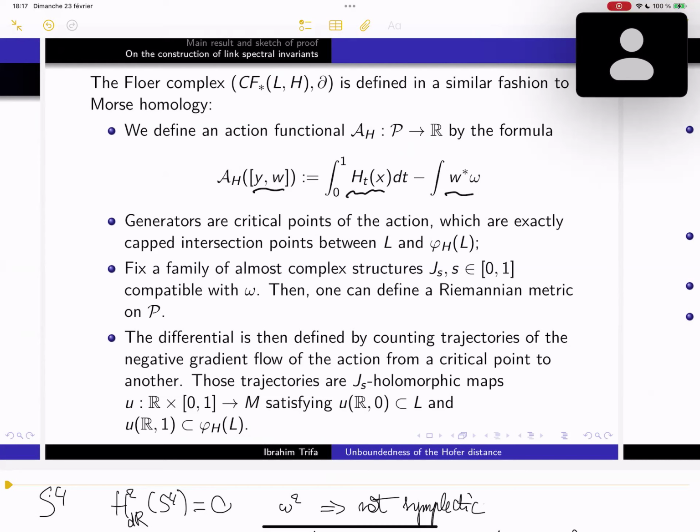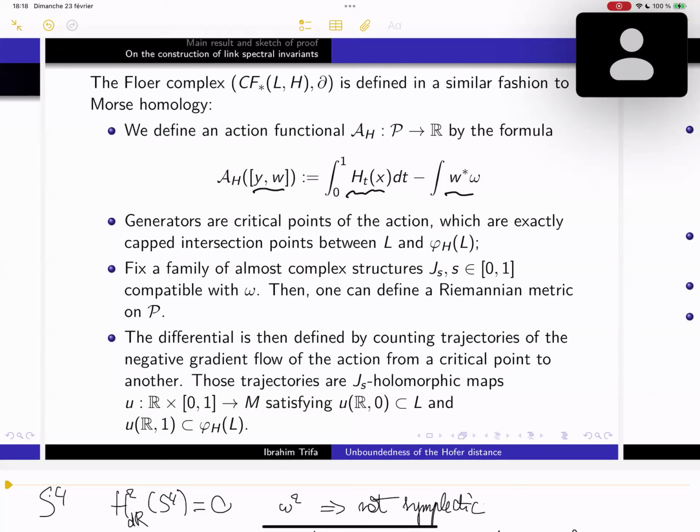Okay, so as I said before, we want the generators of the Floer complex to be the critical points of this action functional. And one can check that this coincides with capped intersection points between L and phi h of L. So what I mean here is that if you have an intersection point between L and phi h L, this defines a constant path from L to phi h L. And then your generator is this point together with a capping from the reference path to this intersection point.